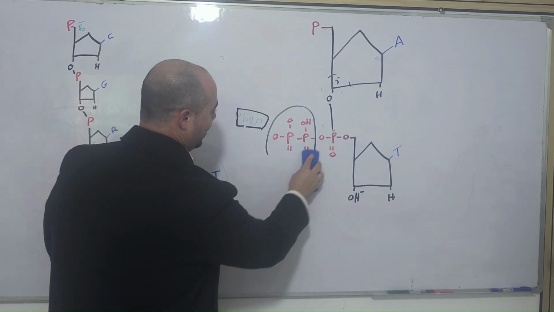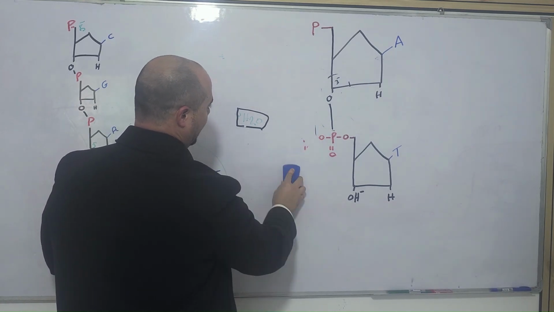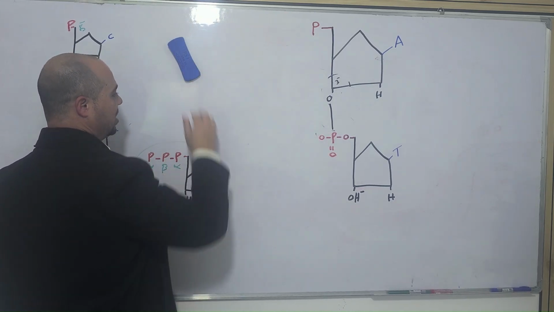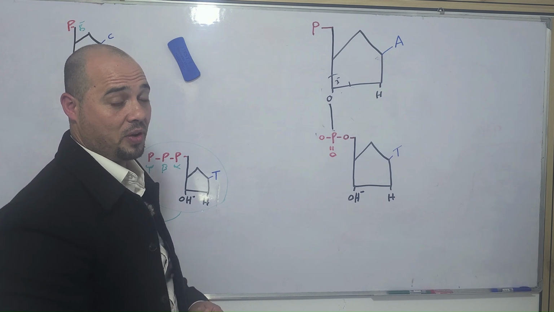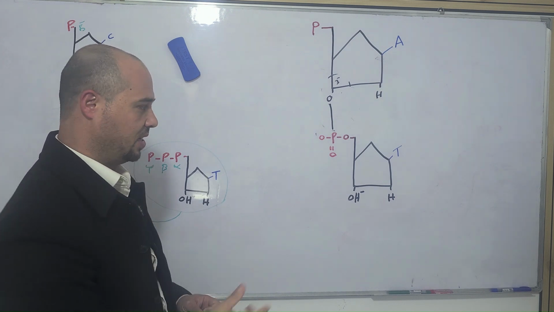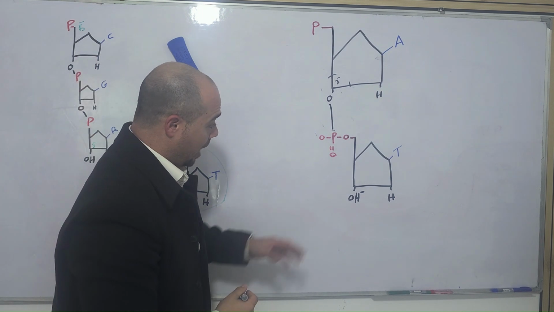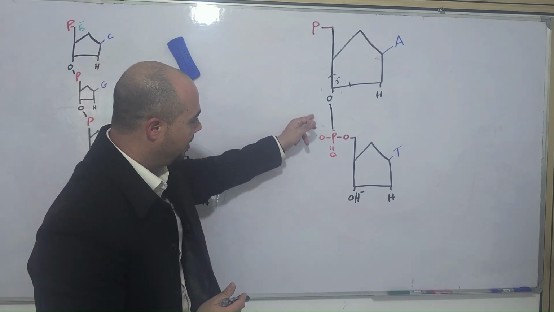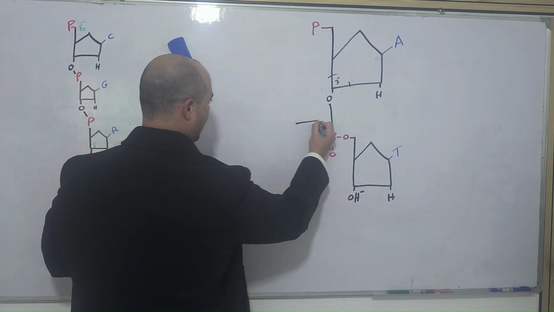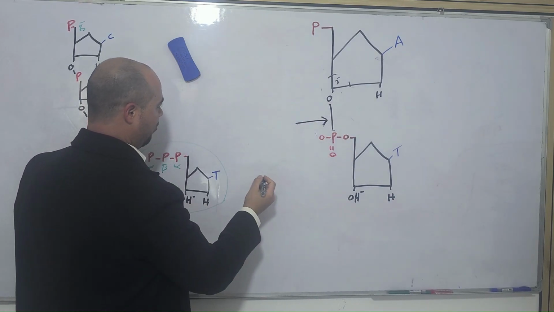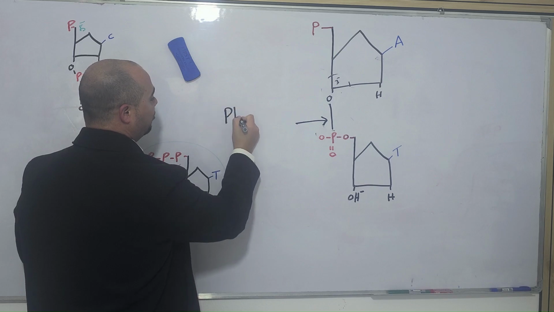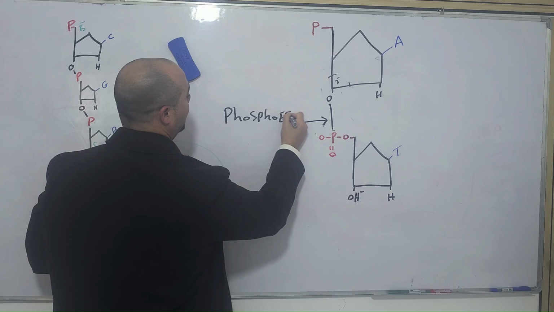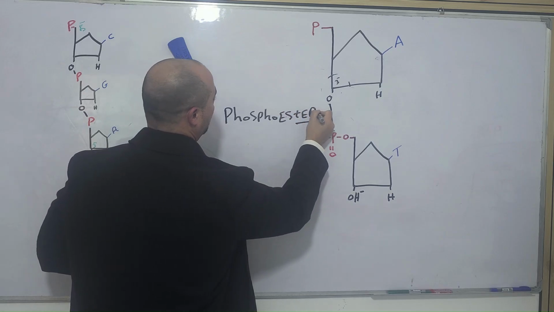Now, of course, the inorganic phosphate is going to be broken down by phosphatase enzyme. Remember, the suffix -ase is an enzyme, right, for phosphate. And so we get this, okay? Now, by the way, the linkage here, the bond that is formed, is called a phosphoester bond.